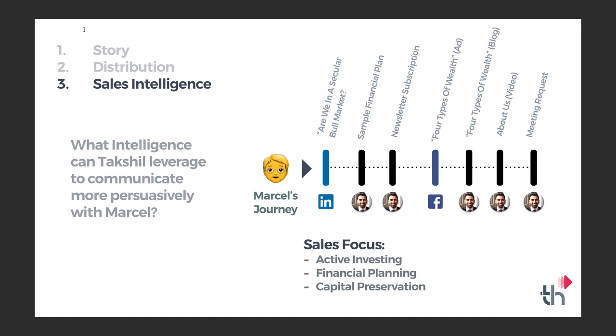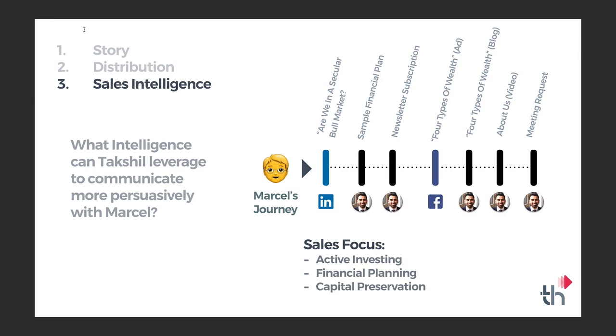It's another commentary piece that Taxil put out. He reads that piece, and then Marcel goes to Taxil's About Us page, watches Taxil's video, and sees Taxil talk about his investment philosophy. And from that point on, Marcel really does have enough trust to request a meeting and wants to meet Taxil offline.